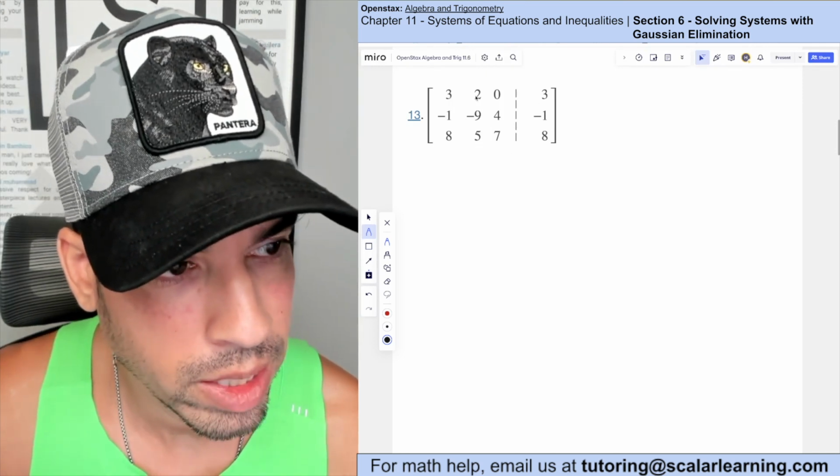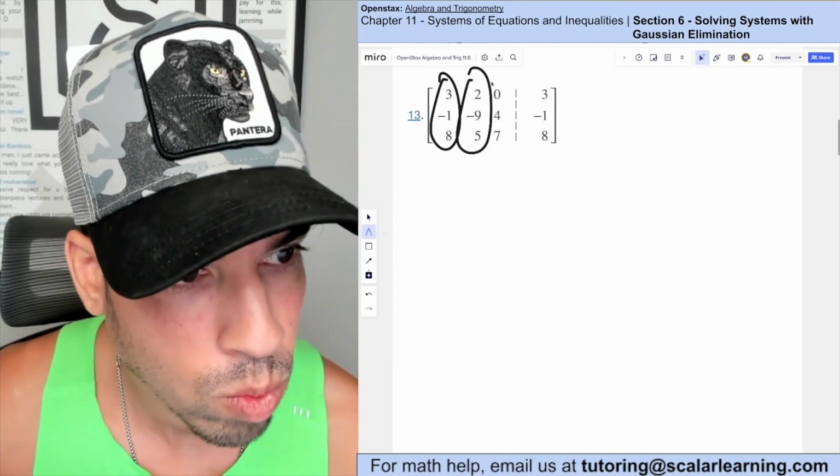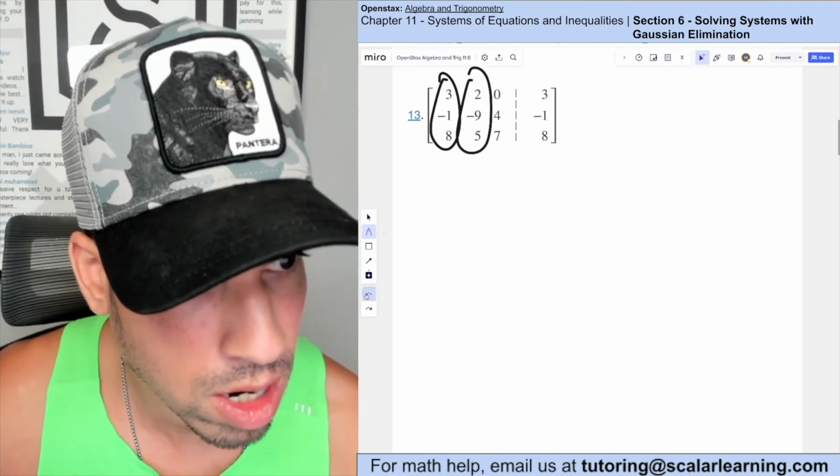And now we got 3 columns. So this represents x, y, and z. And these are the standalone constants. So let's write them out.